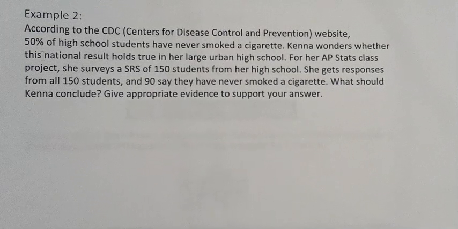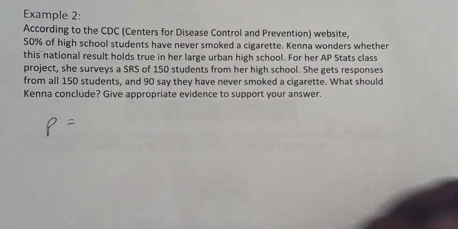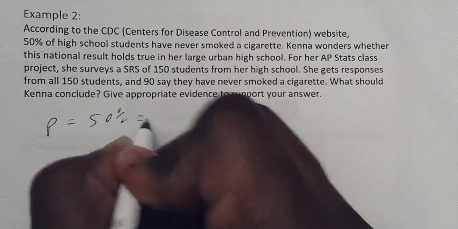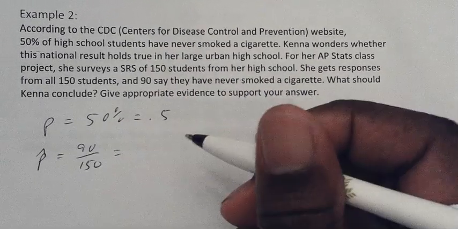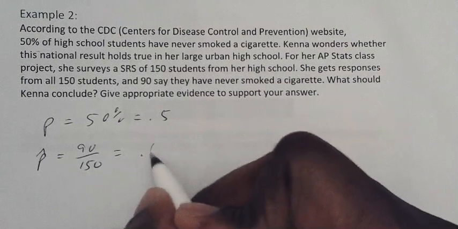What should Keena conclude? So let's first get this out of the way. Our proportion, according to the CDC, is 50%, or 0.5. And our p hat value is 90 divided by 150, which is about 0.6.